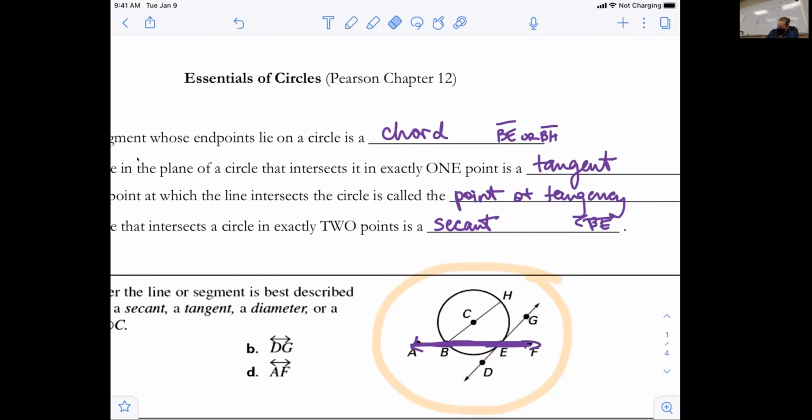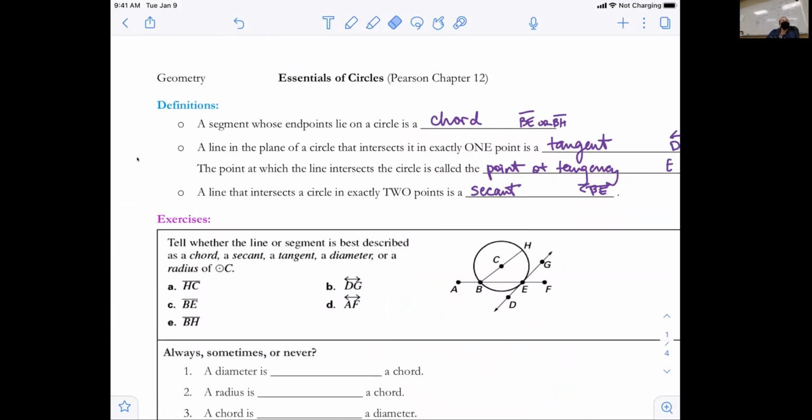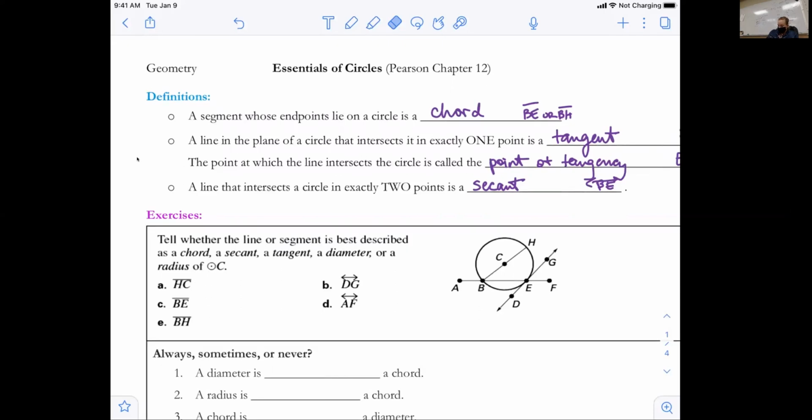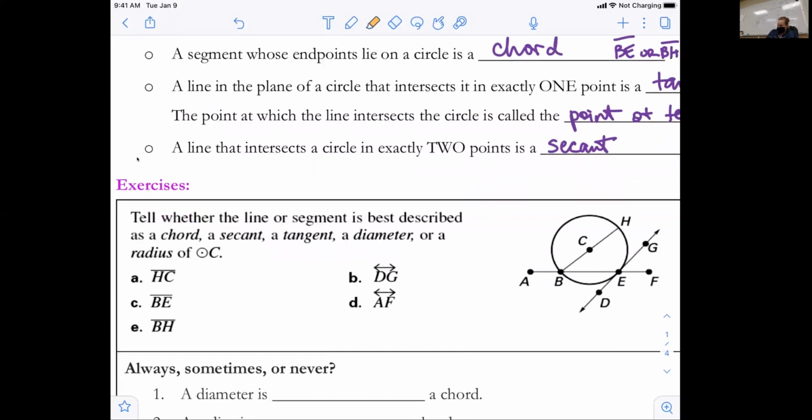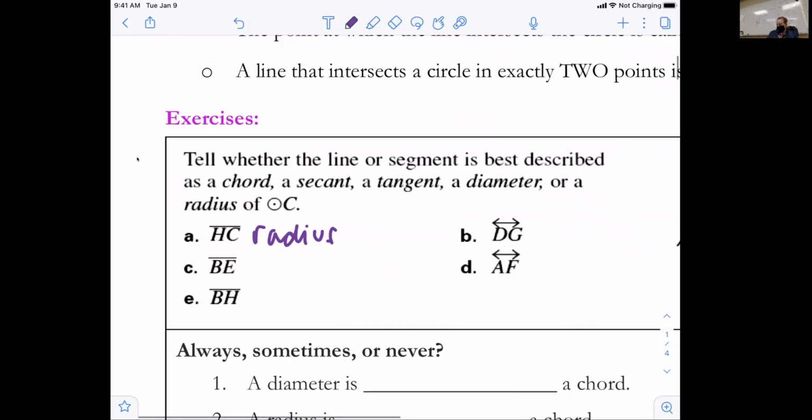I know we just used that diagram, but we're going to use it again. This time I gave you segments and I want you to tell me what they are. We have options of a chord, a secant, a tangent, a diameter, or a radius. So we're going to use those words to describe these segments. We'll start with HC. What is HC? Caleb? That's the radius. Very good. It's a radius because it goes to the center of the circle and its other endpoint is on the circle, but not both of its endpoints are on the circle.